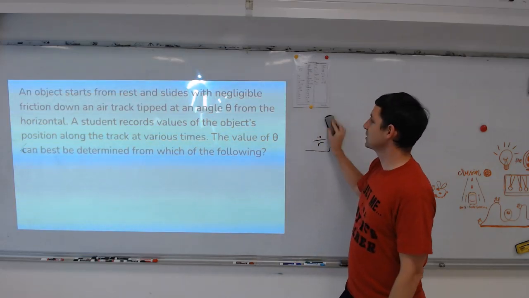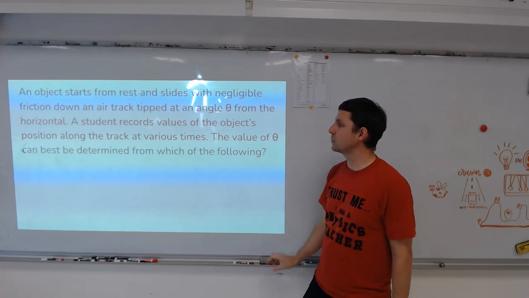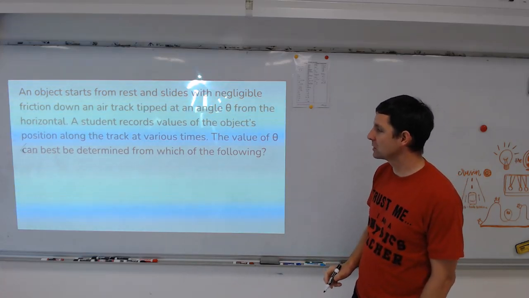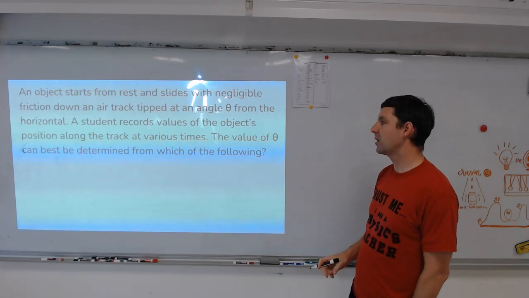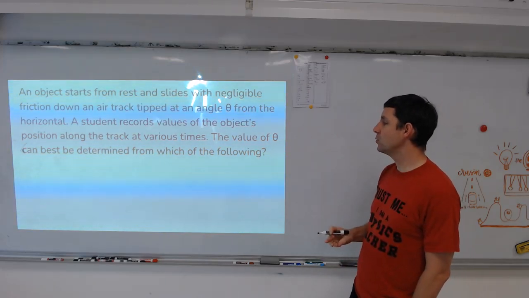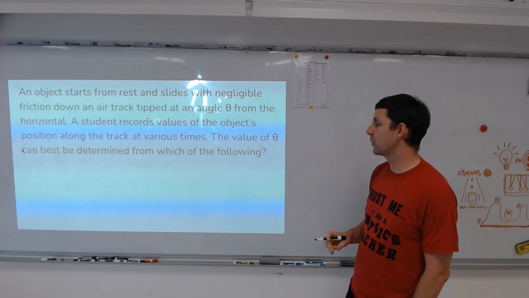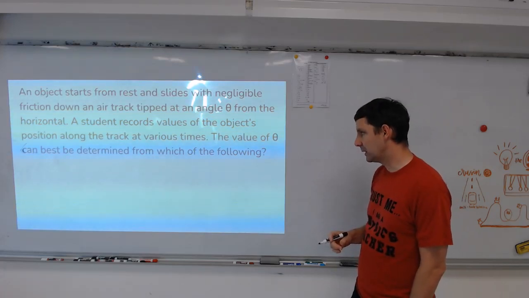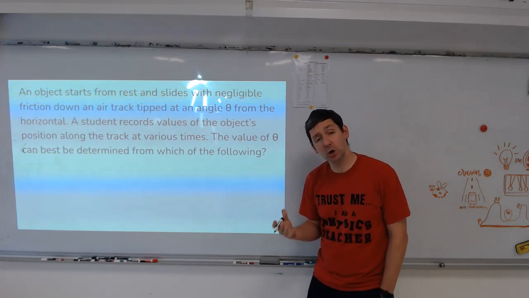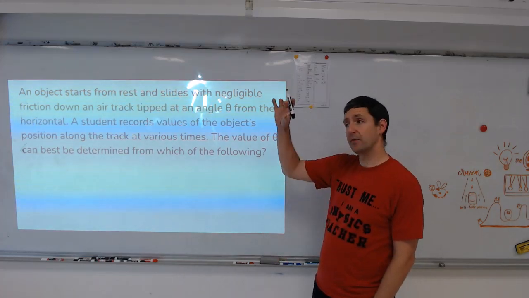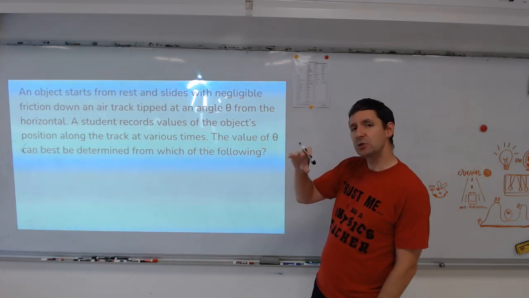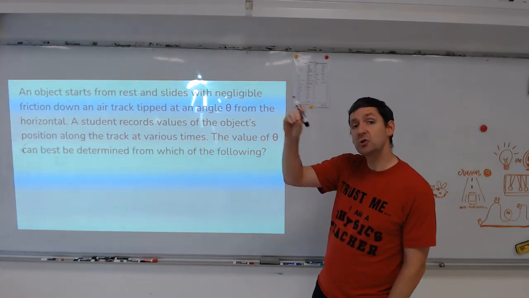An object starts from rest and slides with negligible friction down an air track tipped at an angle of theta from the horizontal. A student records values of the object's position along the track at various times. The value of theta can be best determined from which of the following? This is very, very similar to one of the questions that we did earlier, thinking about the block on the ramp. With the block on the ramp, I was able to connect the angle to the force.